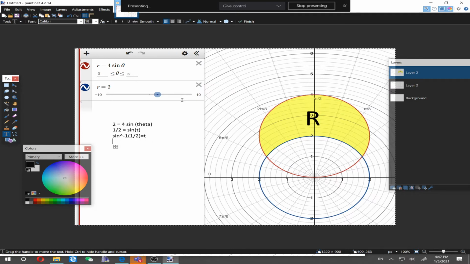Going over to Jin. Jin, what is the first angle on the unit circle where the sine is equal to 1/2?